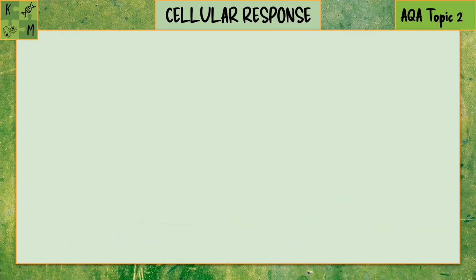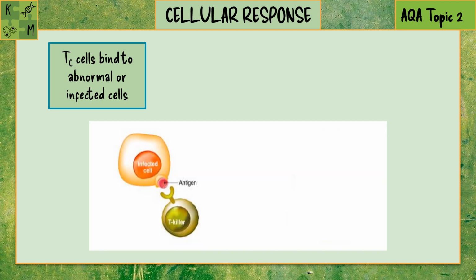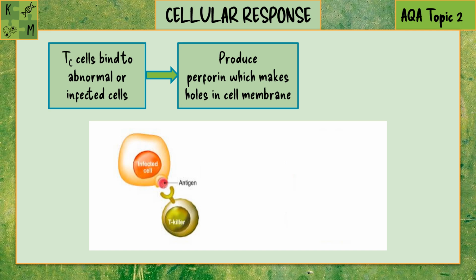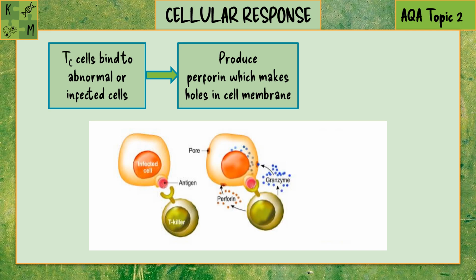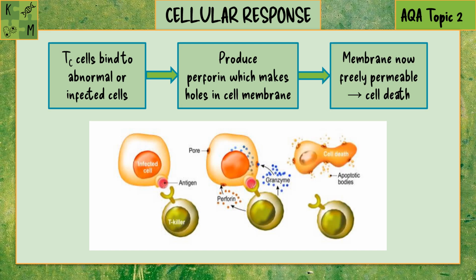The cytotoxic T cells particularly target abnormal body cells, such as cancerous cells or those hosting a virus. They use receptors to bind to the antigen displayed on the surface of these cells. The abnormal cells are killed because cytotoxic T cells produce a protein called perforin. This makes holes in the cell membrane, leading to a loss of control of what can enter or leave the cell, and this ultimately leads to cell death.